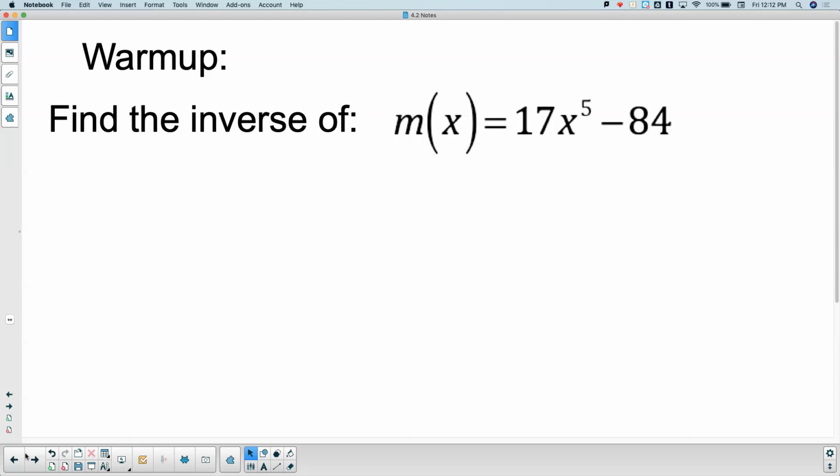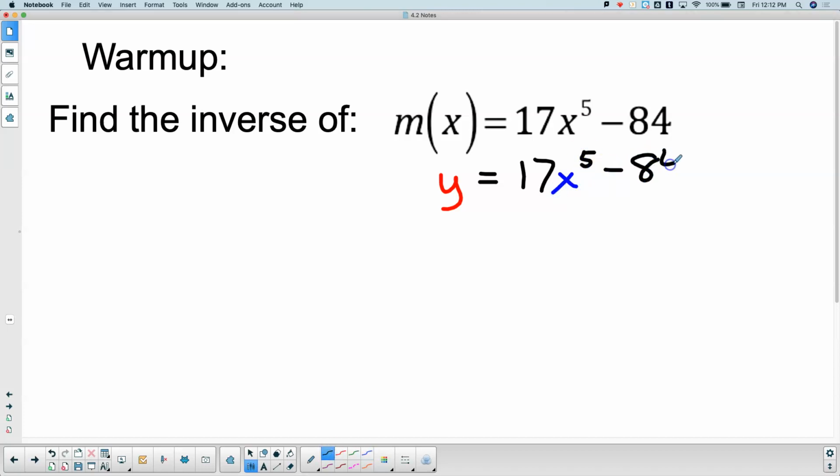What do we do first? What you got? Put in y for m of x. So y is going to equal 17x to the 5th power minus 84. Love it. Then what?